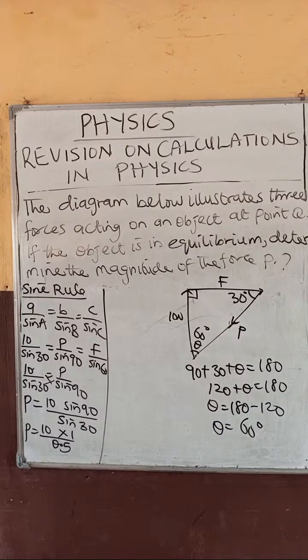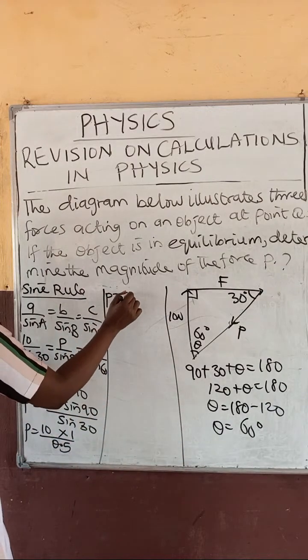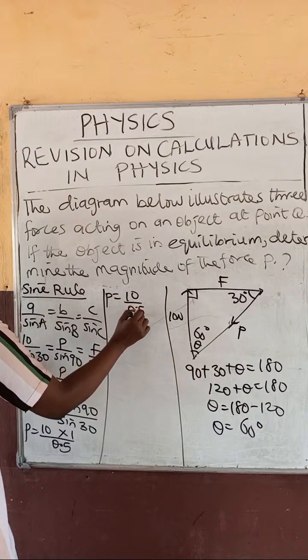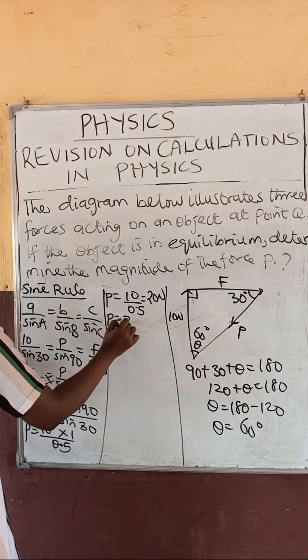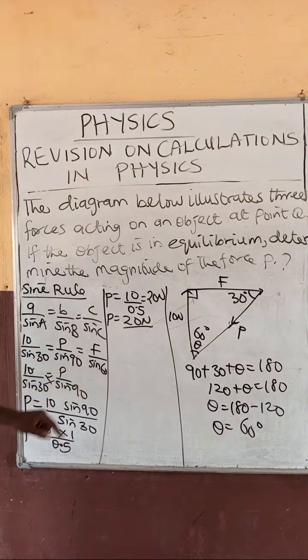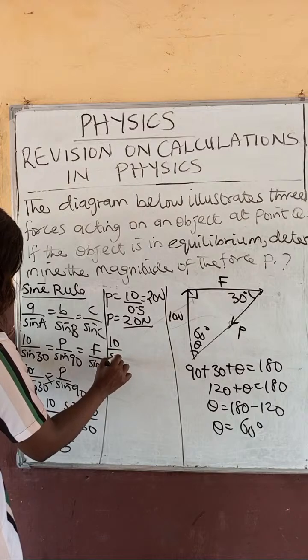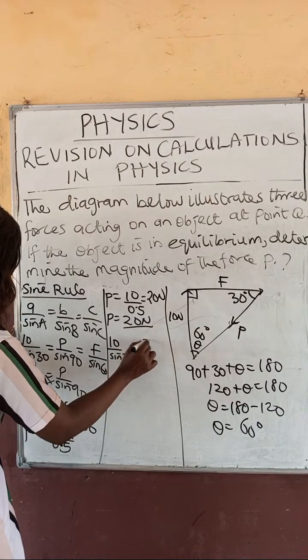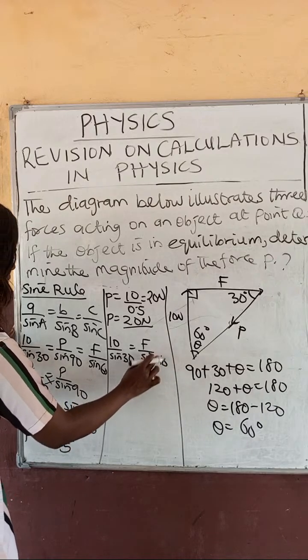So we can go by saying 10 times 1 is equal to 10 divided by this. So my P is 10 over 0.5, which is going to give me 20 Newton. So my P is 20 Newton, right? So we can use the same method and solve for F, by saying that 10 over sine 30 is equal to F over sine 60.